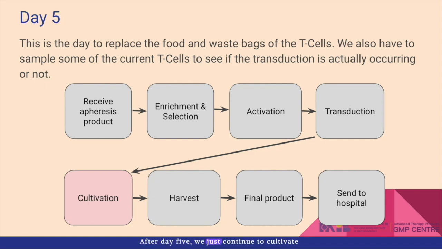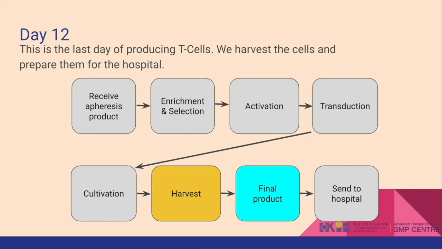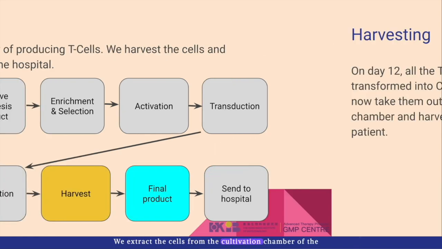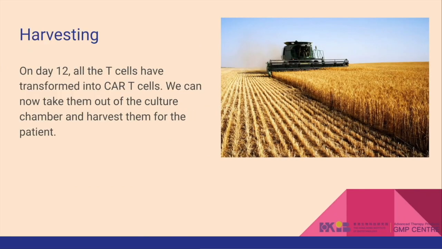After day 5, we just continue to cultivate our cells until day 12, the last day of cultivation. On day 12, we will harvest our cells and prepare them for the hospital. We extract the cells from the cultivation chamber of the Clinimax Prodigy machine, and these cells are now CAR T cells that we'll be able to implant into the patient's body for treatment.